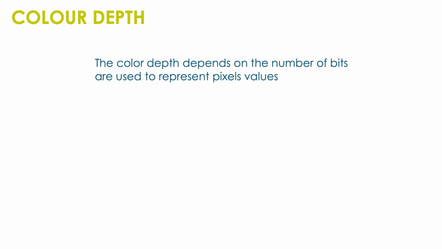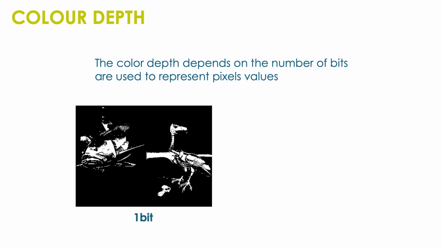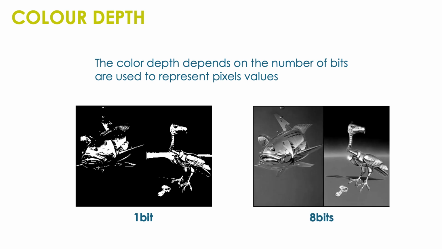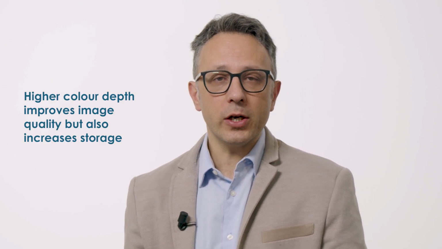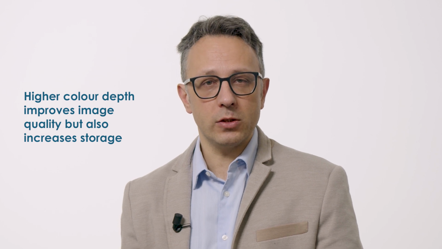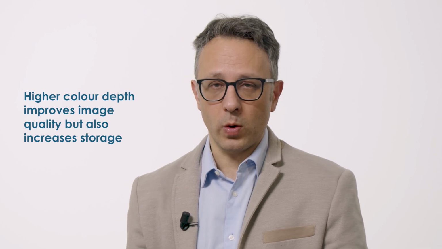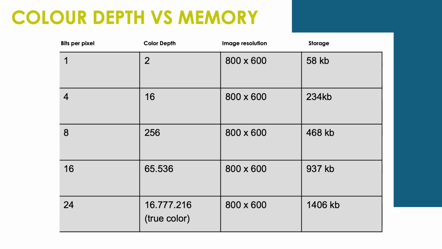So now let's delve into the color depth definition. The color depth refers to the number of bits used to represent each pixel's color. For example, 1 bit means 2 possible colors. 8 bits allow 256 colors. 24 bits allow over 16 million colors, which is also called true color. The higher the color depth, the higher the quality of the image, but it also increases the storage requirement. We can see an example in the table.